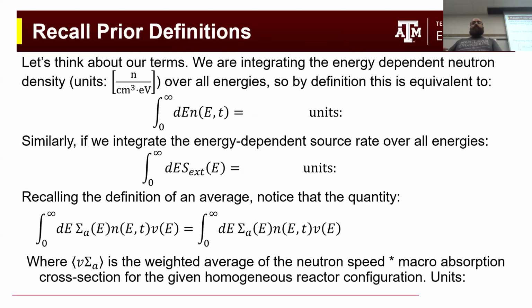So if we go term by term, that first d by dt term has this integral where this is the energy dependent scalar flux, and we're integrating that energy dependent scalar flux over all neutron energies. So if I take this energy dependent flux and I integrate it over all energies, what is that going to give me by definition?